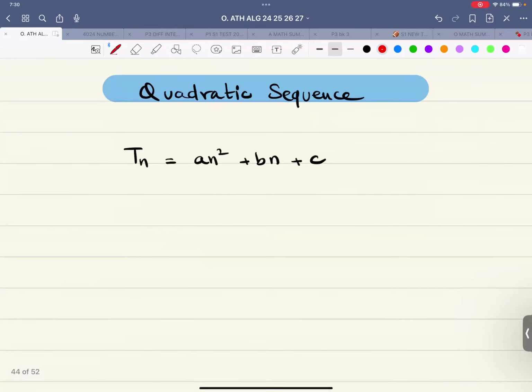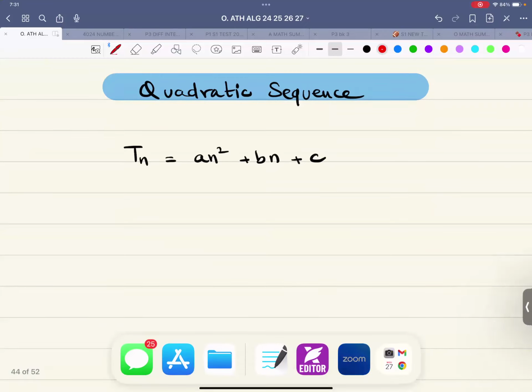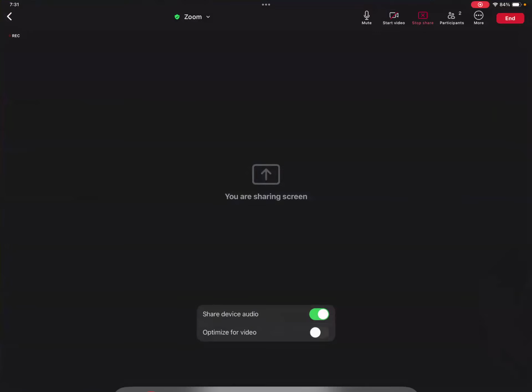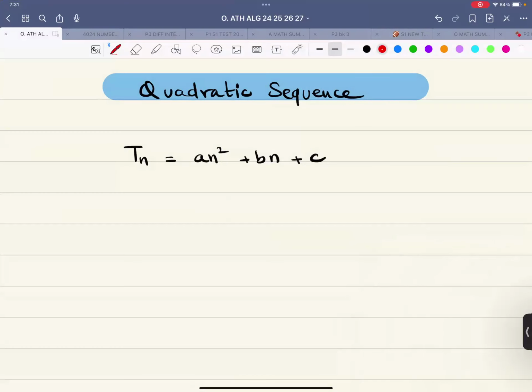Now let's talk about a quadratic sequence. That is the main theme of today's class. What exactly is a quadratic sequence? So now let me just check one thing, whether the voice is all good, all on. Yes, it is. So what exactly is a quadratic sequence?